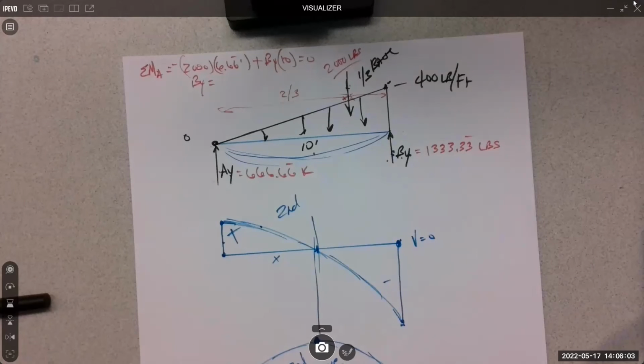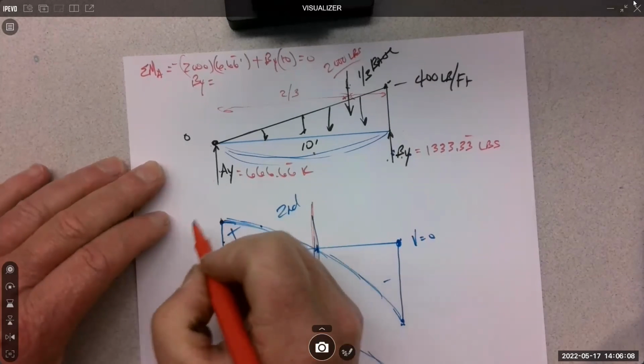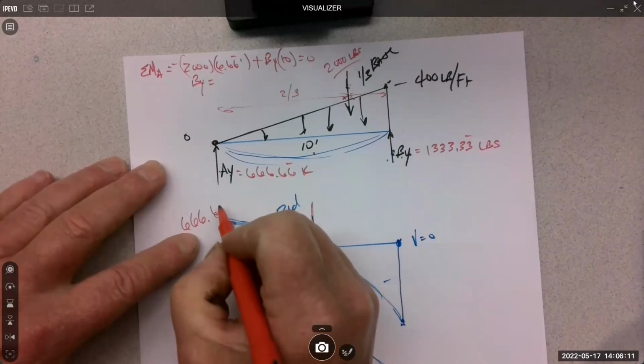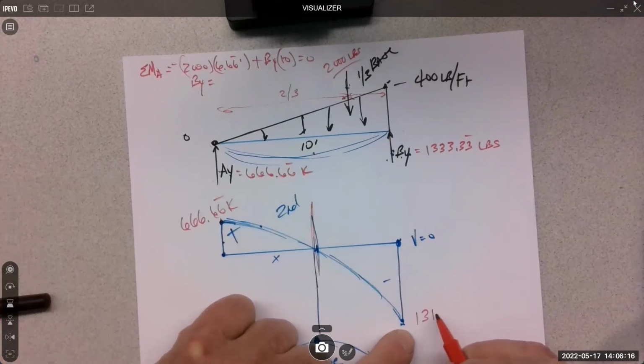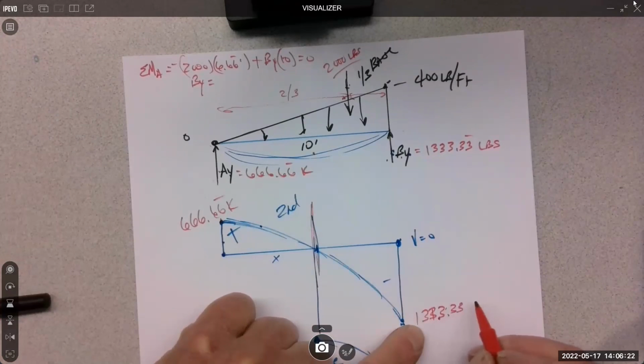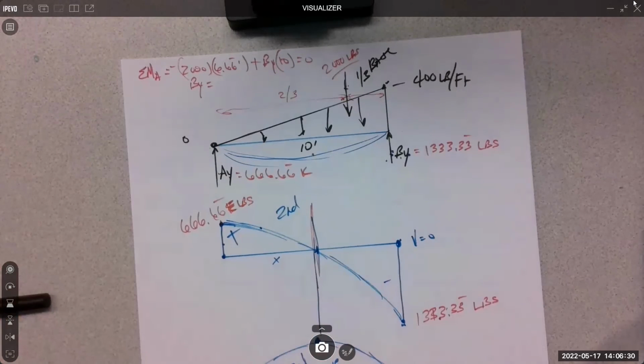So to figure out where this point is, now we know that this value is 666.66, and we know this value is 1333. Actually, it's pounds. And we just have to figure out where it goes from positive to negative, really, right? So how can we do that?